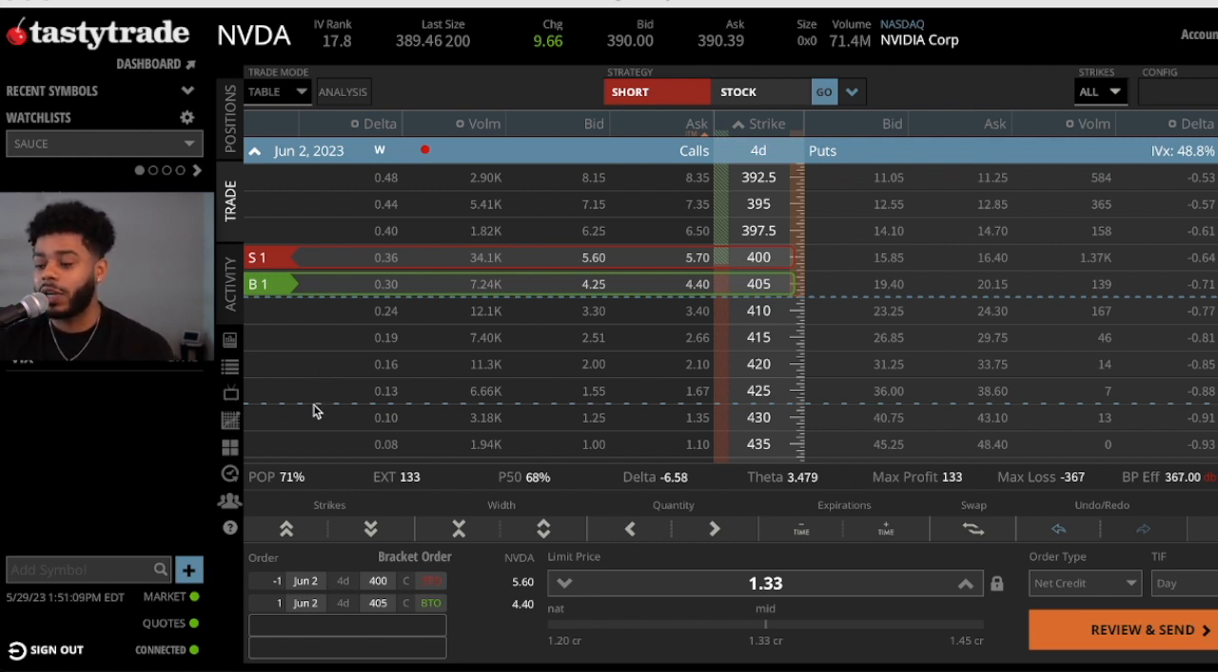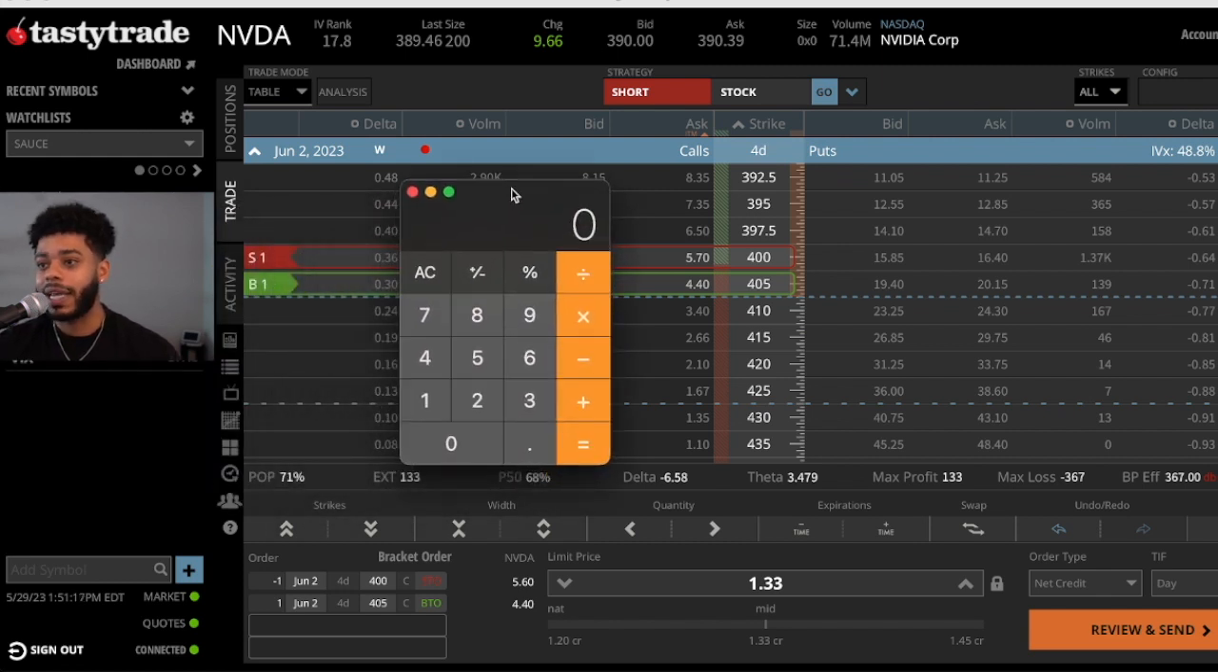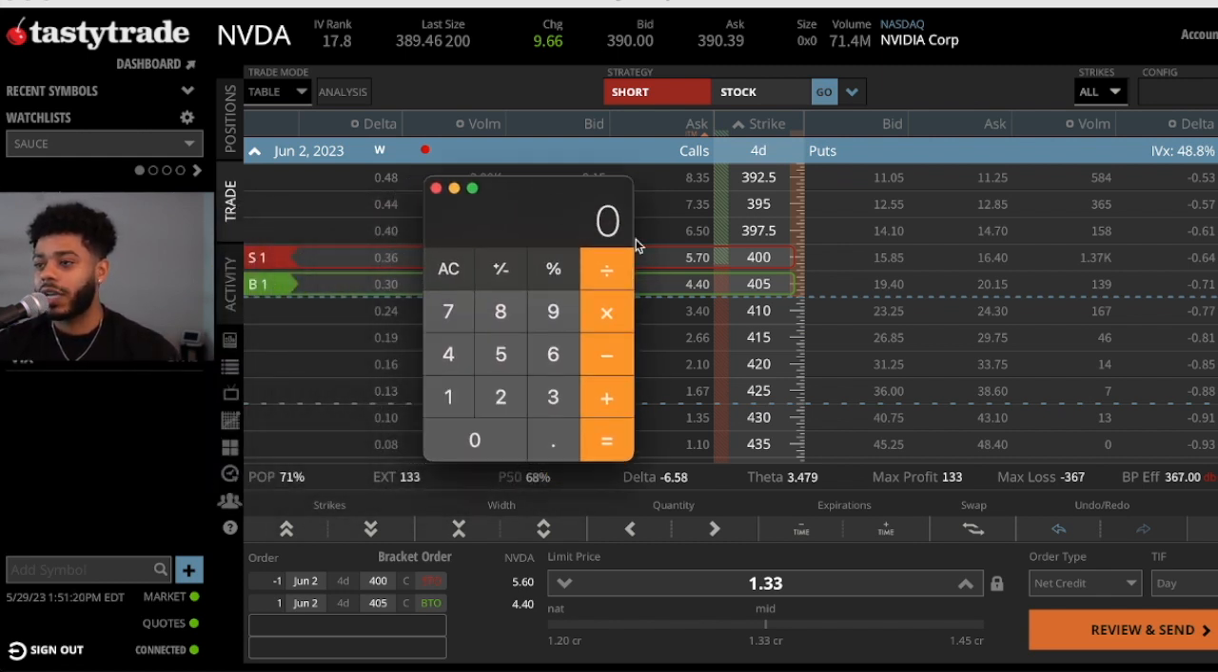Your break even is where you don't make any money on the trade and you don't really lose any money on the trade. You just kind of break even. And this is how you calculate it. As I pull up my handy dandy calculator, you get the strike that you sold and you add the credit that you received on the trade to the strike that you sold. So if we were to sell this spread right now, that'd be $1.33 and I'm selling the 400 calls. So if I were to take 400 and add $1.33 to that, that's going to be 401.33.